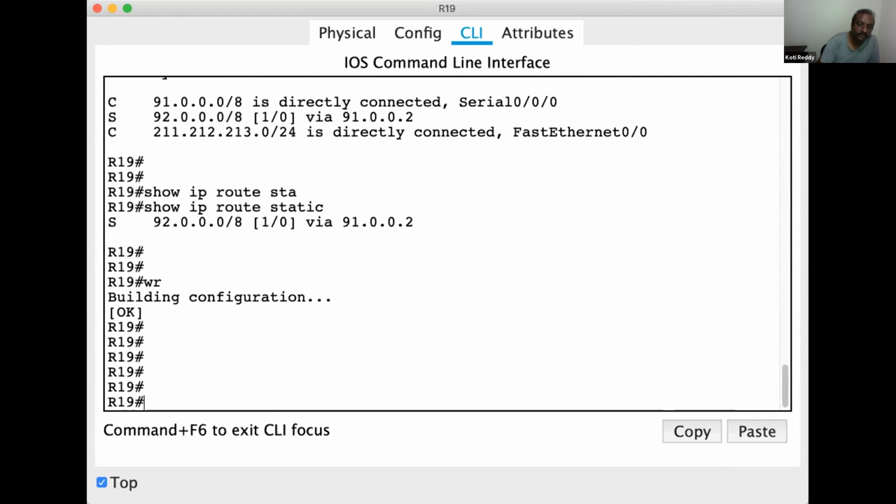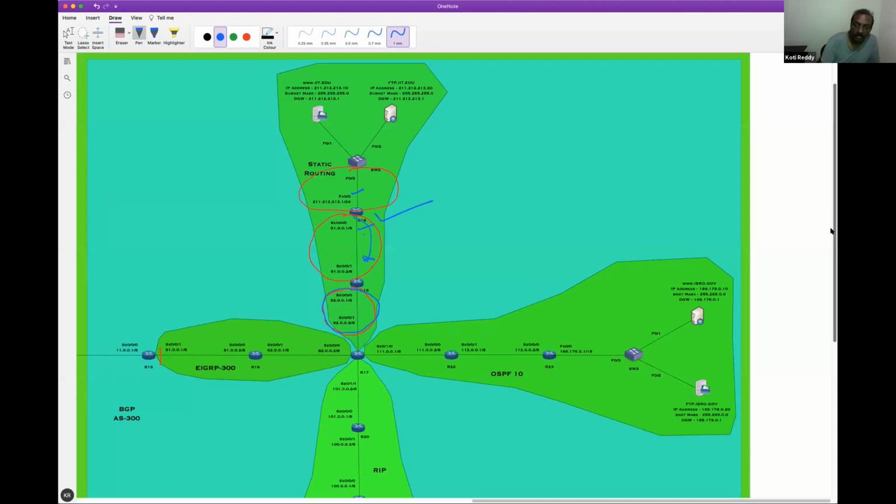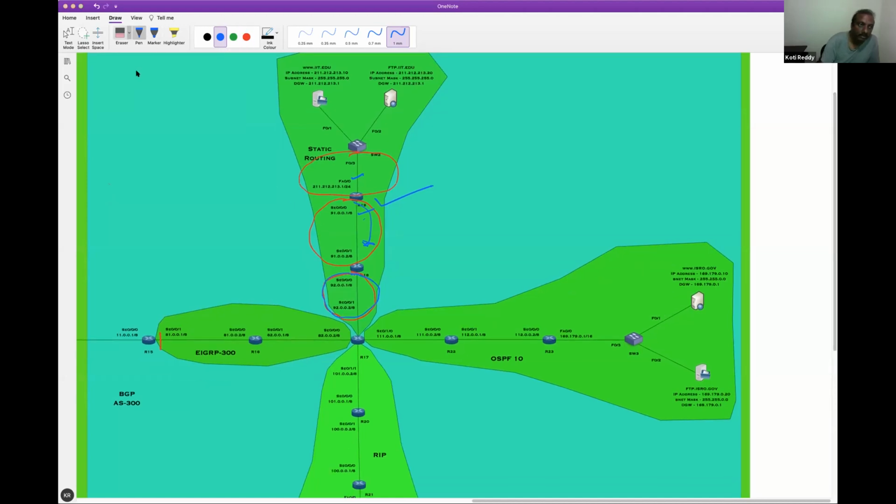Now, if I go to the R17 router, it knows only the 92 network ID because this one is directly connected. But I should add routes for what? The 91 network and also 211.212.213.0. Pass on the packet to whom now? 92.0.0.1. Let us do that.